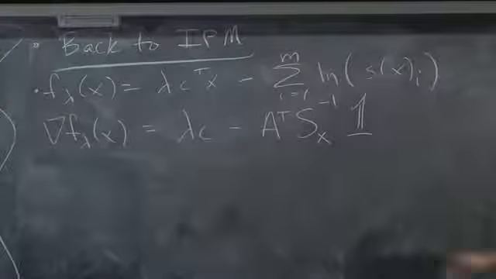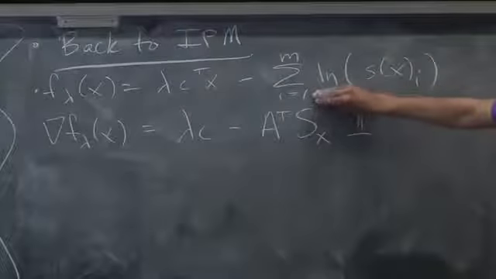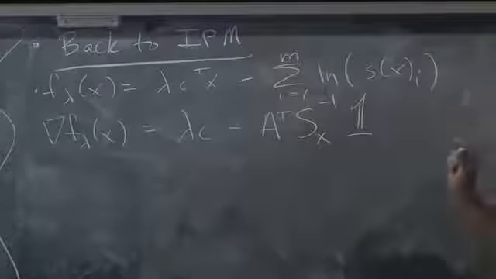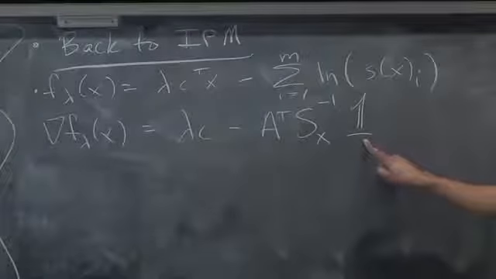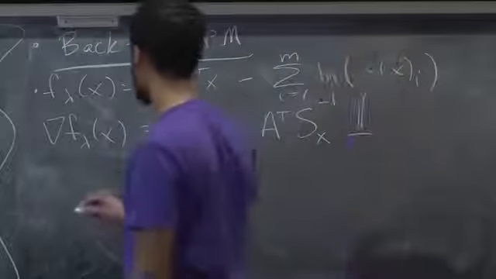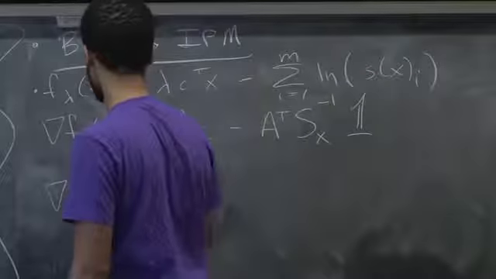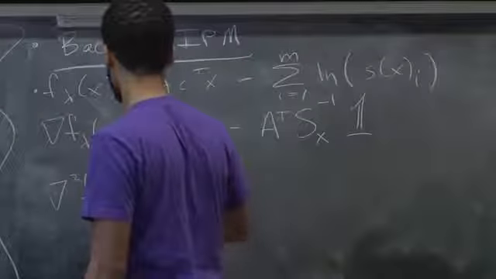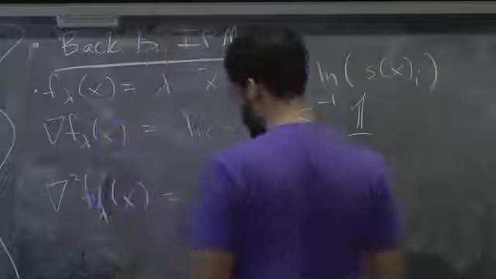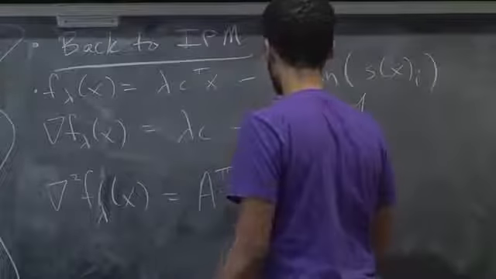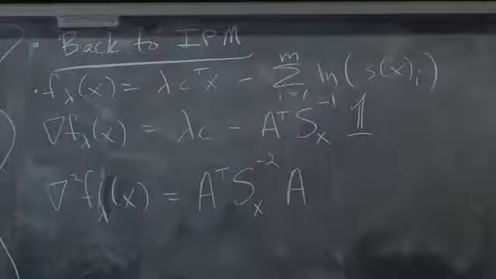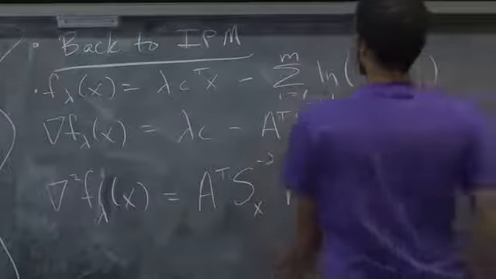Remember, forget about the inverse. The slack matrix is the one where you just take the slack vector and write it on the diagonal. This is a diagonal matrix. This is the all ones vector. And if you go and calculate the Hessian, this thing doesn't depend on c at all. This is just A transpose Sx to the minus 2 A. Okay?